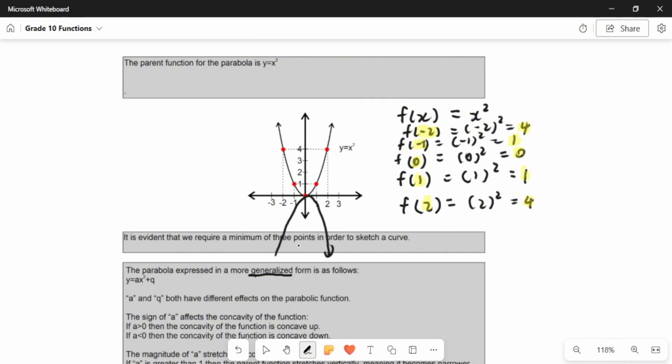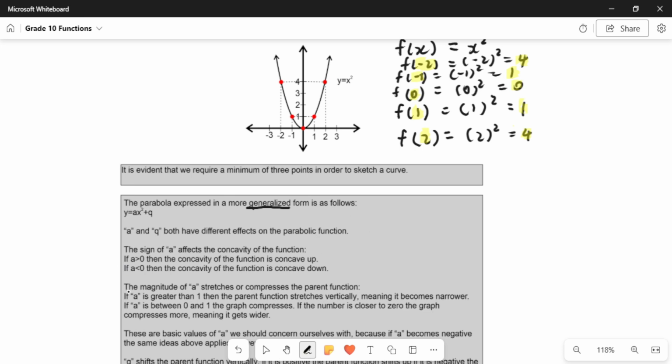Now, I can give you much more formal terminology for this, but for now, you just need to remember concave up, cup, think of it curving upwards, and concave down means think of the entire graph curving downwards. That's the way you can think of it. The magnitude of a stretches or compresses the parent function. Exactly like how we had m, the gradient for the linear function, a either stretches or compresses the function. If a is greater than 1, then the parent function stretches vertically.